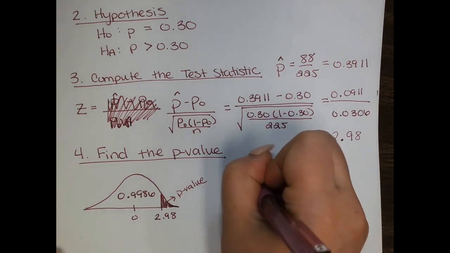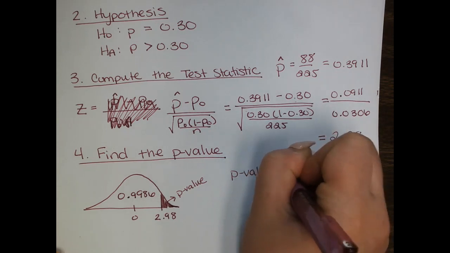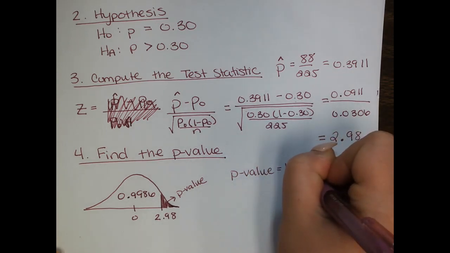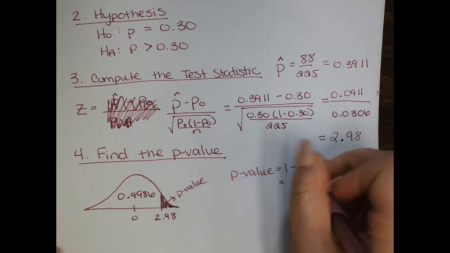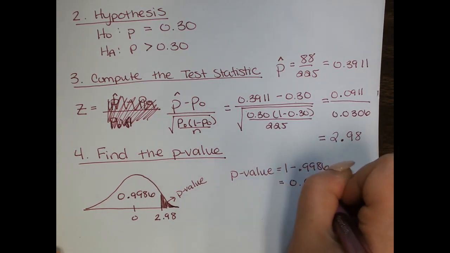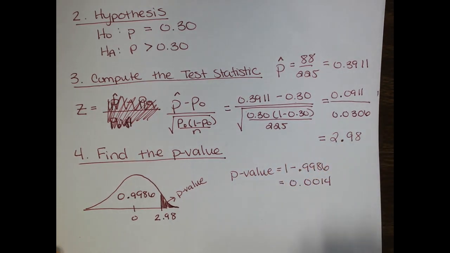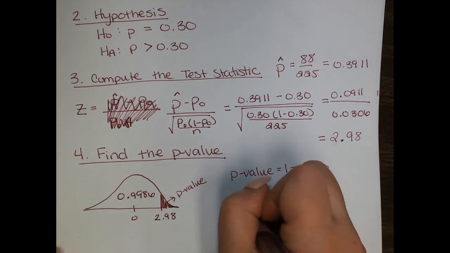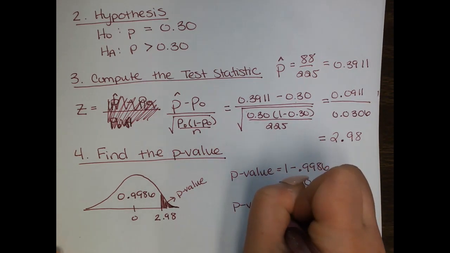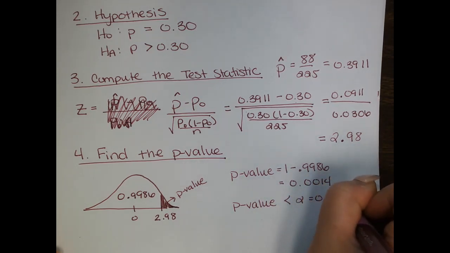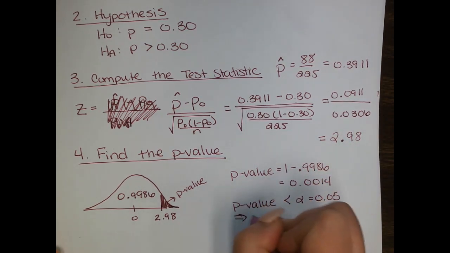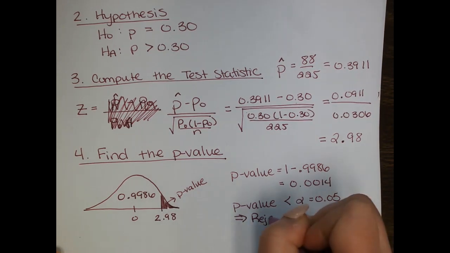Therefore, our p-value is equal to 1 minus 0.9986, which is equal to 0.0014. So notice our p-value is less than alpha, which equals 0.05 for this example. Therefore, we're going to reject the null.